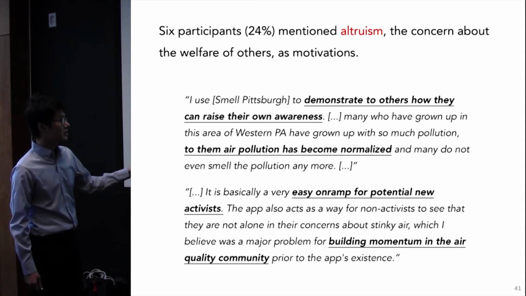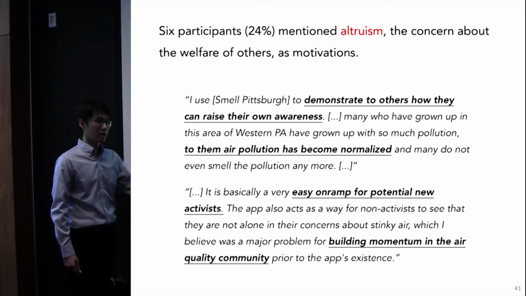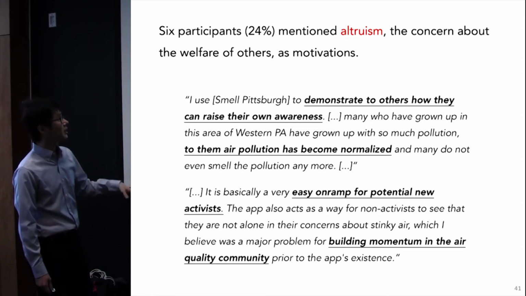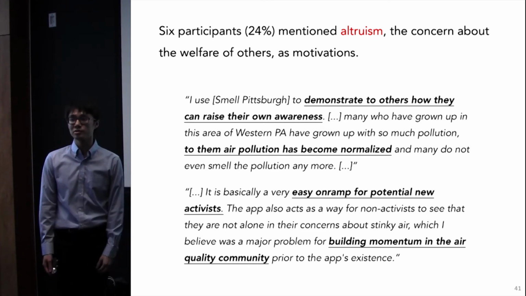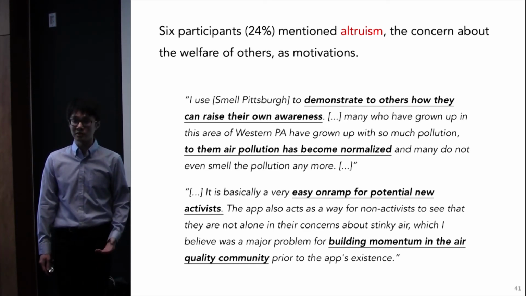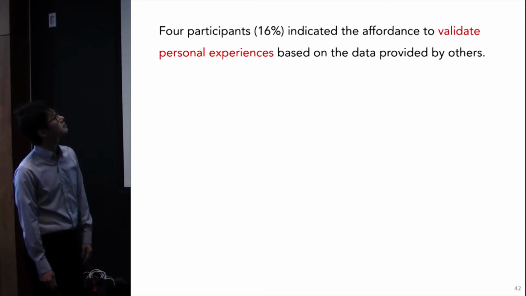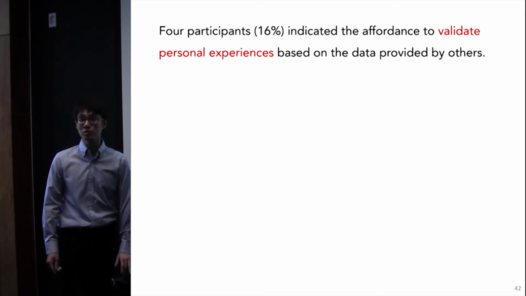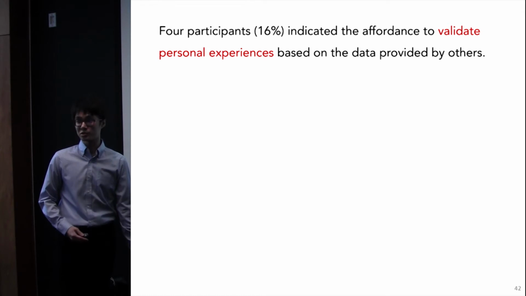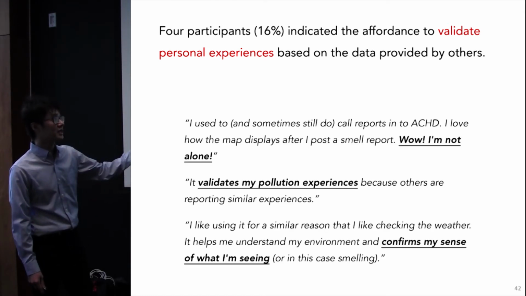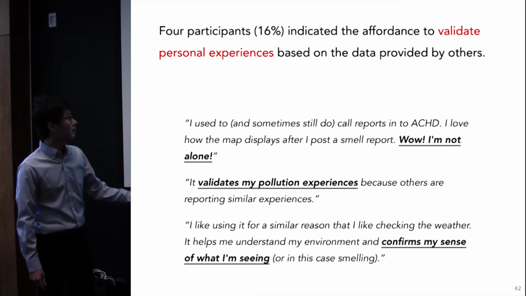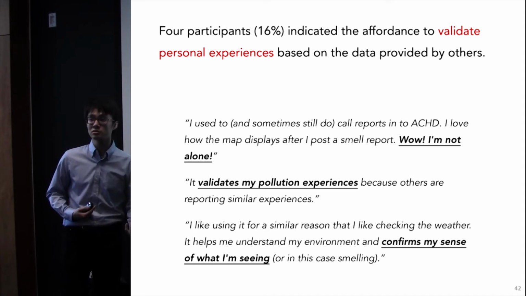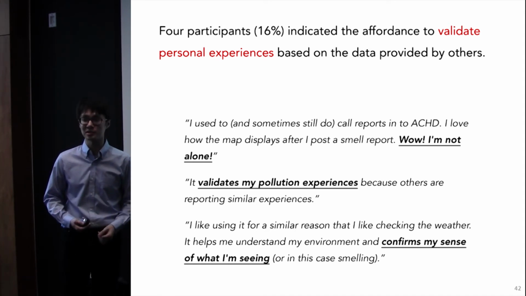The second one is about building momentum in the air quality community. New activists can use the system and see that there are a lot of people also concerned about air quality. So they are not alone. About 4 participants, which is 16% of them, mentioned that the tool is good for validating their personal experience. For example, now they can use the tool and see, oh, they are not alone. It validates and confirms what they are seeing, because after they submit a report, they can check the app and see if other people also experience the same problem.